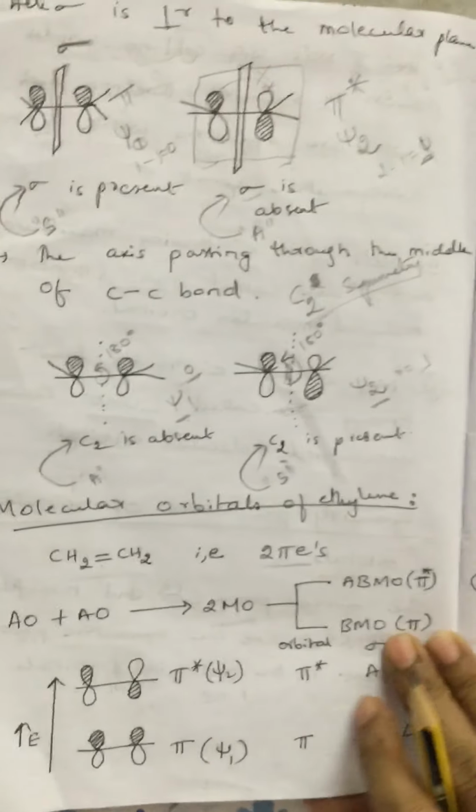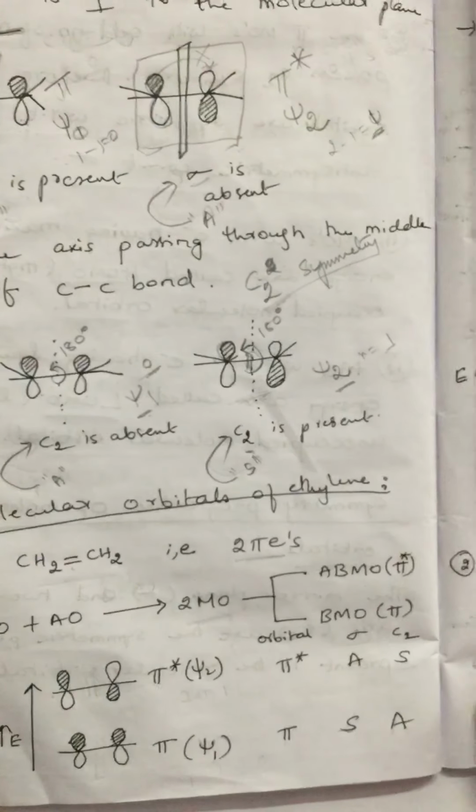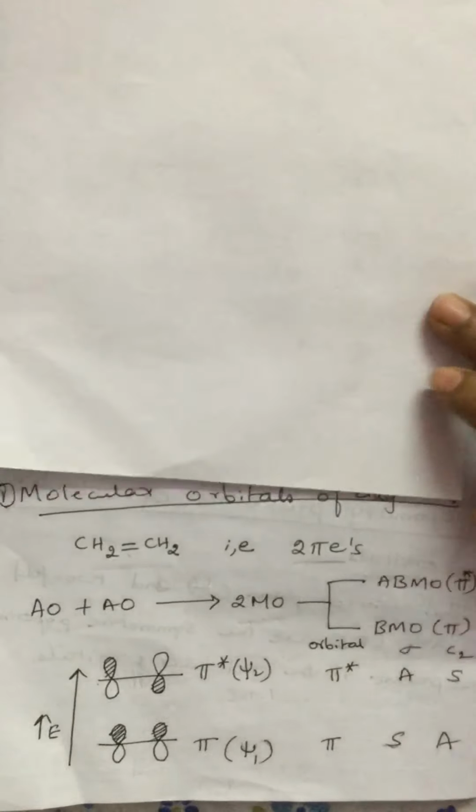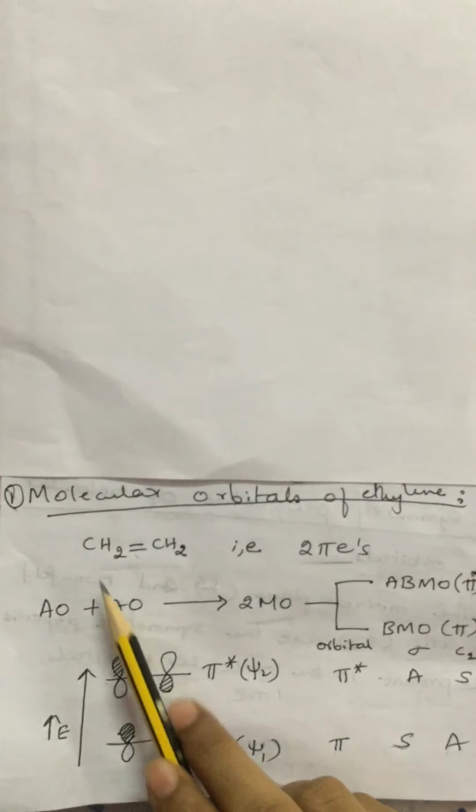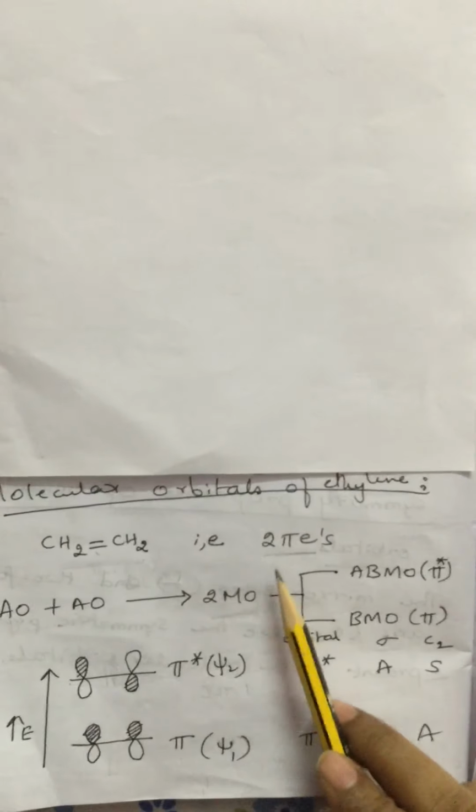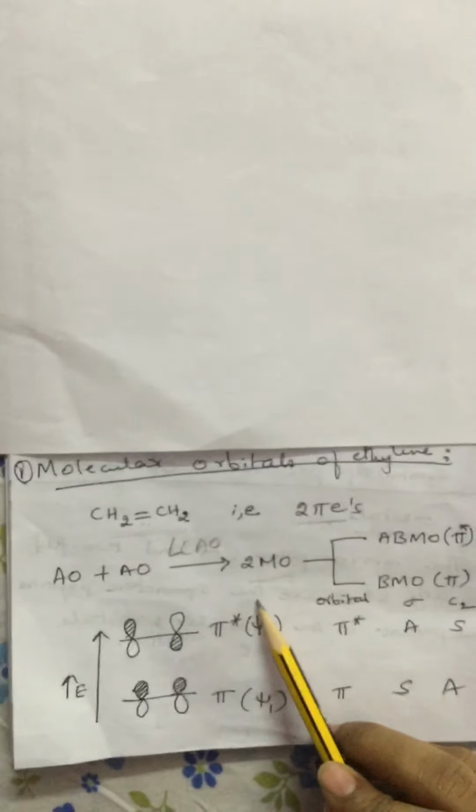Now we will discuss the molecular orbital of ethylene, right? What is the structure of ethylene? CH2 double bond CH2. That means how many pi electrons are there? 2 pi electrons are there. One double bond, 2 pi electrons. Now 2 atomic orbitals, linear combination of atomic orbitals will result in 2 molecular orbitals. Now the distribution of bonding and anti-bonding we already know, right? N by 2. So you will have N by 2 of bonding molecular orbitals and N by 2 of anti-bonding molecular orbitals. Pi, pi star, they are also designated as psi1 and psi2.